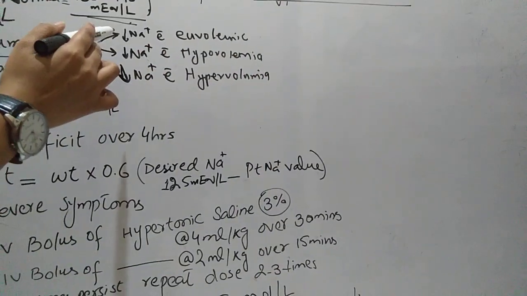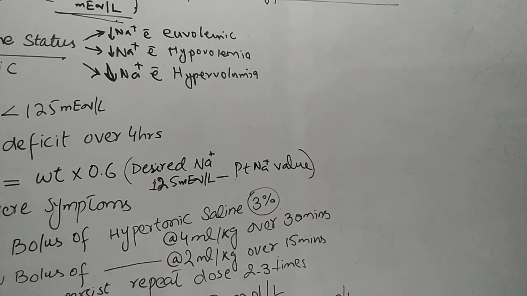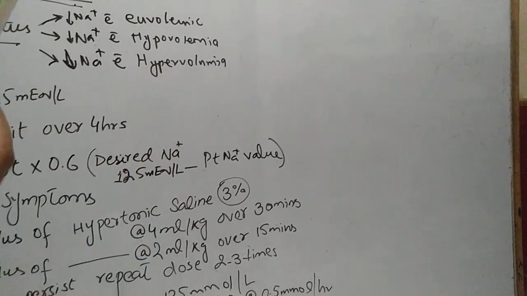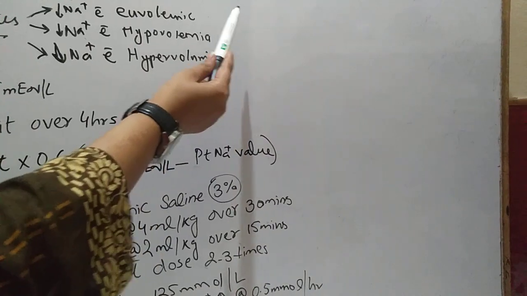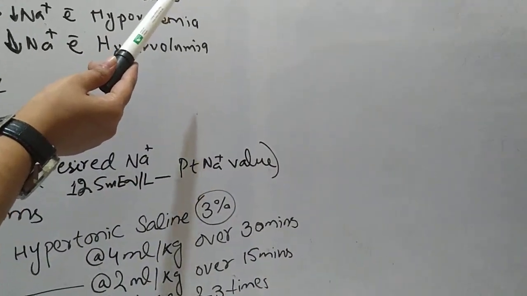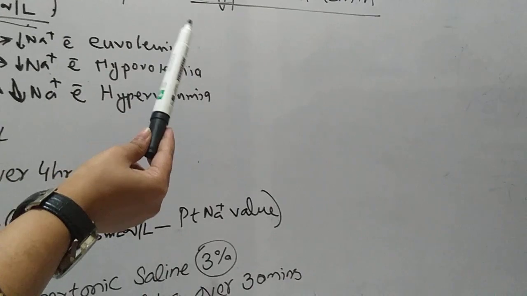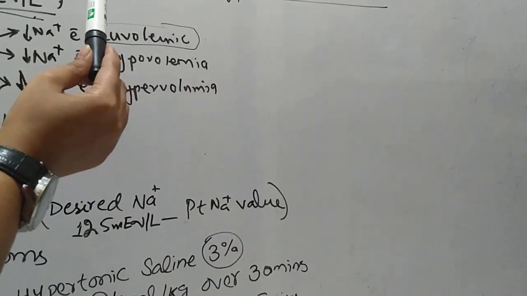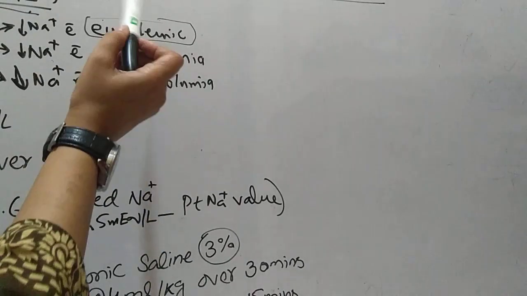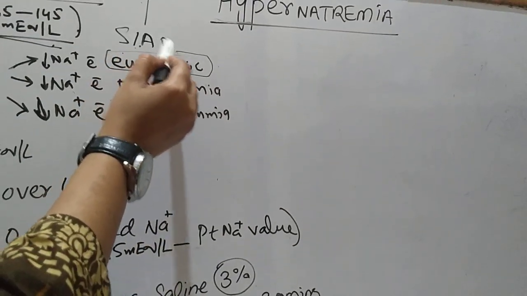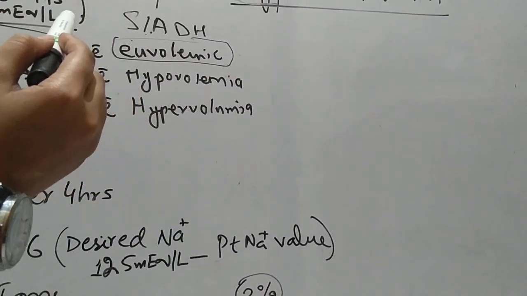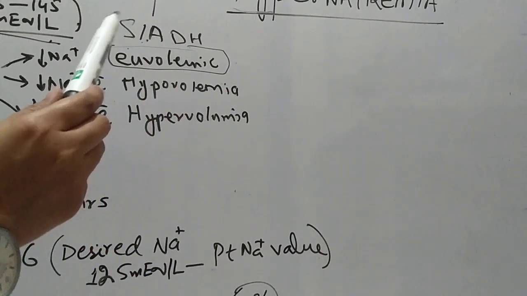Examples of low sodium with euvolemia: there are many examples like excessive IV fluid intake, free water use, diluted hypotonic formula, and inadequate sodium intake, with this condition euvolemic. Also severe syndrome of inappropriate ADH secretion, severe hypothyroidism, and glucocorticoid deficiency.